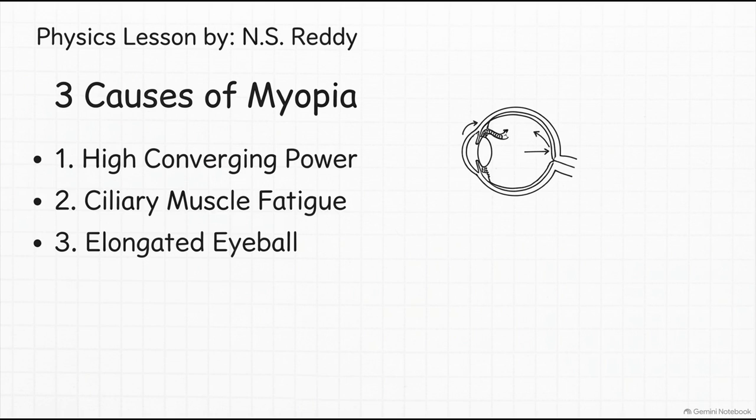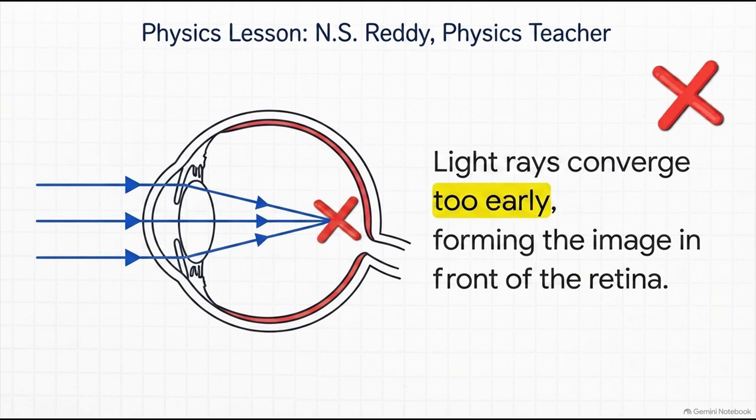But there's a third major, entirely structural culprit we need to mention: an elongated eyeball. Sometimes the muscles and the lens are actually working perfectly fine, but the physical casing of the eye itself has grown just a millimeter or two too long from front to back. In a system that relies on absolute microscopic precision, even a single millimeter of elongation throws the whole focusing mechanism into complete chaos. And here is the absolutely crucial physical result of all these causes.